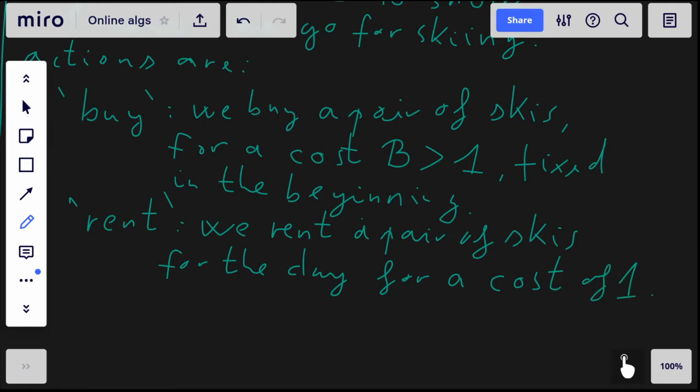So of course it's cheaper to rent than to buy, but if you buy, then you won't have to rent and you won't have to buy anymore, because you will own the skis you bought. In this case, you are able to skip. Skip, we don't spend money, so it's a cost of 0.